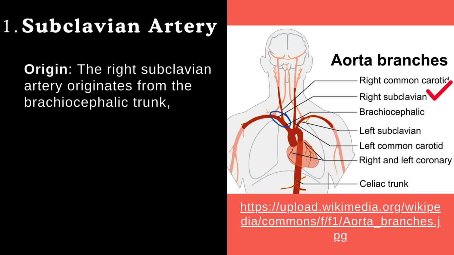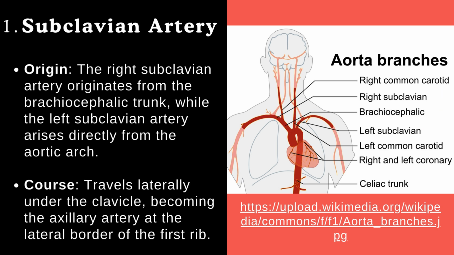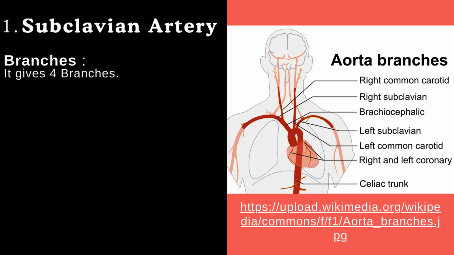Origin: the right subclavian artery originates from the brachiocephalic trunk, while the left subclavian artery arises directly from the aortic arch. Course: it travels laterally under the clavicle, becoming the axillary artery at the lateral border of the first rib. Branches of the subclavian artery: it gives 4 branches.